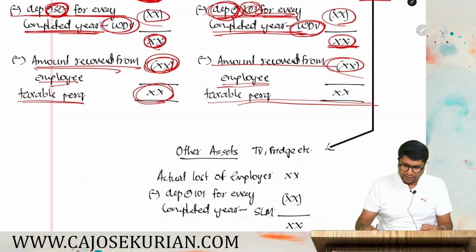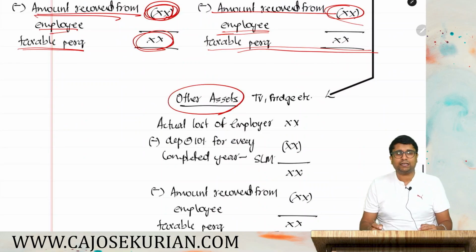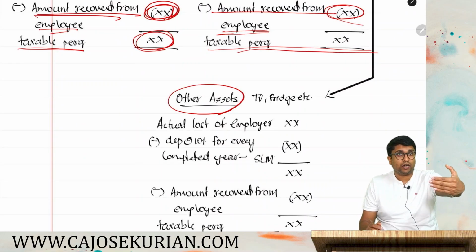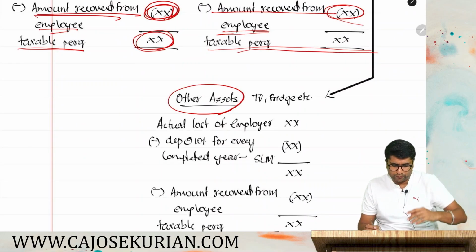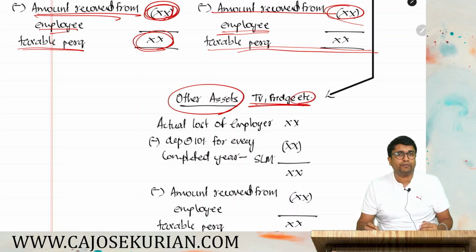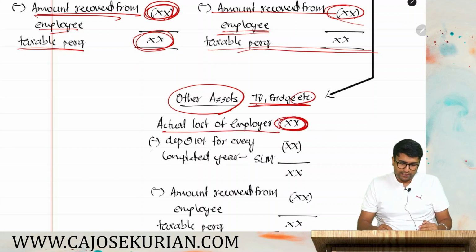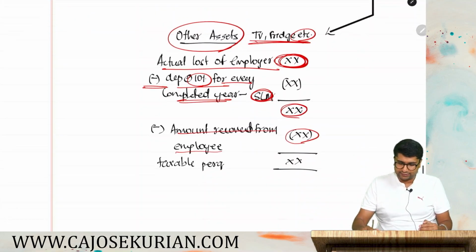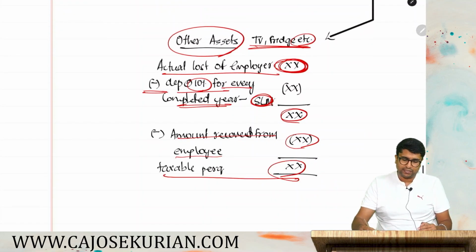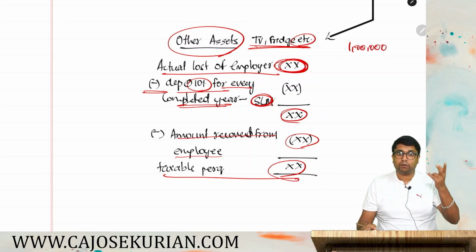Now, what if it is some other asset? Say for example, a TV has been transferred. It is not usage, it is transfer of ownership. Then how do you value? TV, fridge, microwave oven, etc. How do we value? You note down the actual cost of that asset. Then you deduct depreciation at 10% on SLM basis. From the remaining value, you deduct any amount recovered from the employee. The rest shall be the taxable value of perquisite. Say for example, a TV worth 1 lakh has been used by the employer for 2 years.